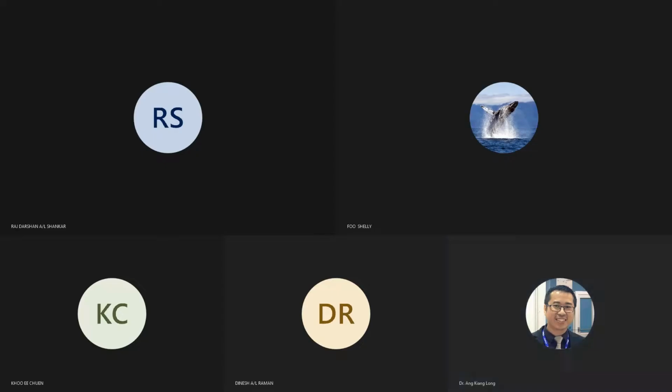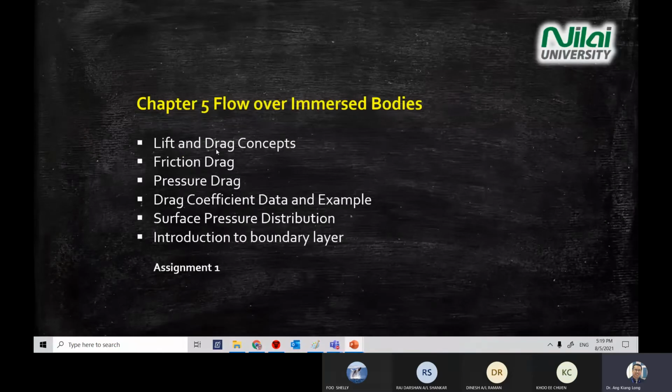So for chapter 5, important key that we will touch on will be lift and drag concept. What is friction drag? What is pressure drag? How to get drag coefficient? What is the pressure distribution and introduction of boundary layer?